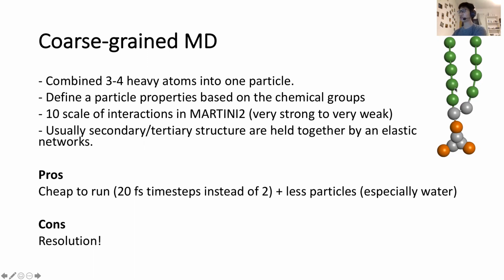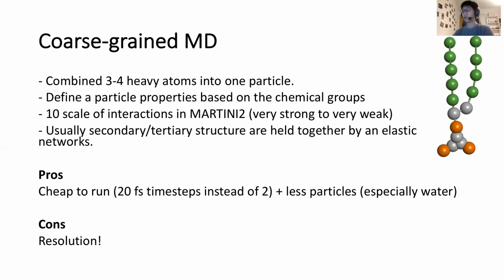What this allows us to do is that this is much cheaper to run than a normal atomistic simulation. As we say, we have to integrate over a time step, right? In atomistic, we integrate over a 2 femtosecond time step, whereas in coarse grain, we do it over a 20 femtosecond time step.